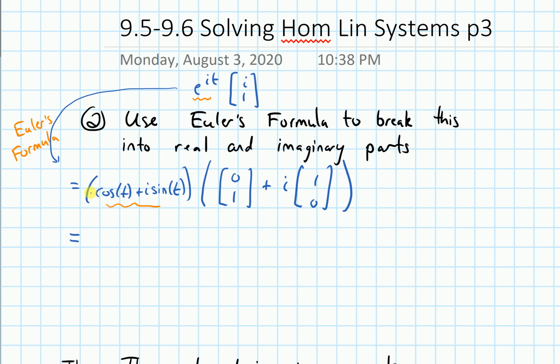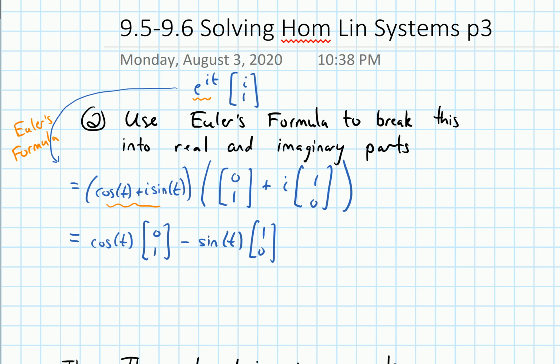So the next thing we'll do is distribute everything out, or we will FOIL everything out. So doing that, we get cosine of t times the vector 0, 1. And if we multiply i sine t times this last term, i times the vector 1, 0, the i squared becomes negative 1, which we don't actually need to write. We can just write negative sine t times the vector 1, 0.